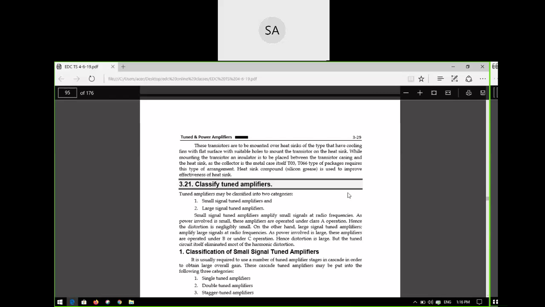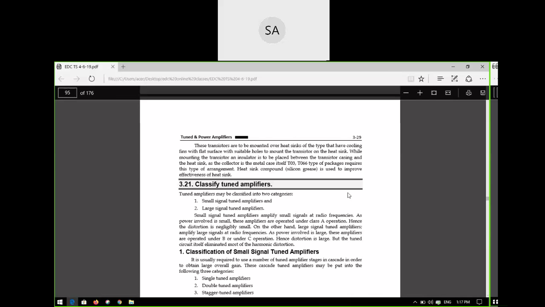Tuned amplifiers work in the range of radio frequencies, in the order of kilohertz. So 3 kilohertz to 30 kilohertz is the normal range, and 30 to 300 kilohertz is the high range of RF frequencies. These are the low RF frequencies and high RF frequencies: 3 to 30 and 30 to 300. And the power involved in small signal tuned amplifiers is small.